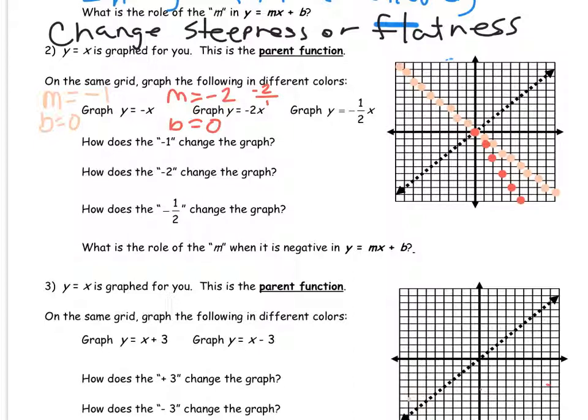Now we're going to go backwards. So this time up 2, backwards 1, up 2, backwards 1, up 2, backwards 1, up 2, backwards 1, and now I have a line.